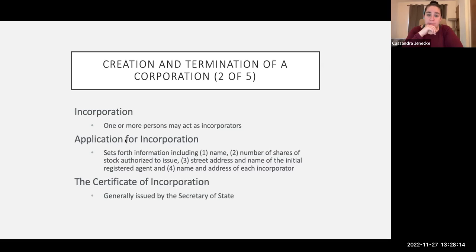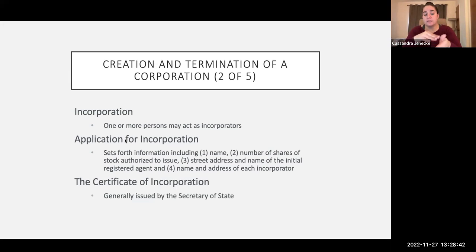So you typically will need one or more people to act as an incorporator for the incorporation process. They're going to file the application for incorporation. You can oftentimes use a lawyer for this, and I definitely would, because messing up a corporate application can get you into trouble down the road. Eliminating limited liability, that's not something that you want to do. So you have to follow this step by step.